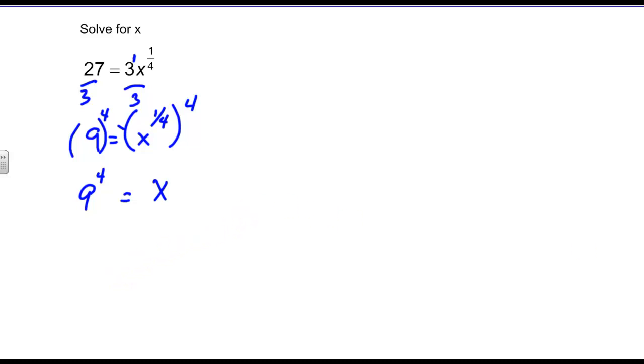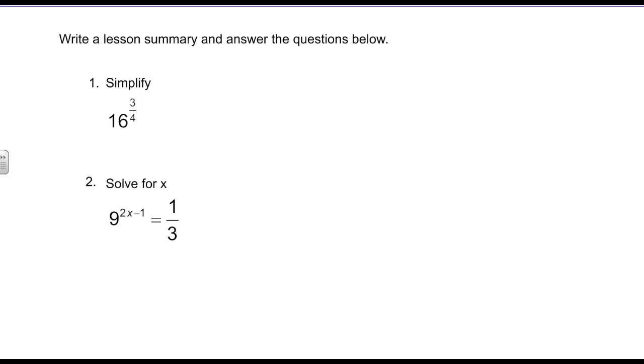So you've seen lots of different operations with powers and getting same bases and rational exponents. And I'd like you to write your lesson summary and answer those questions below.